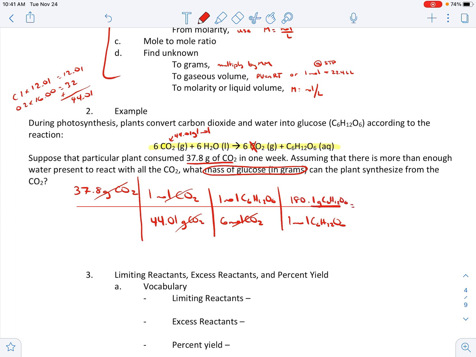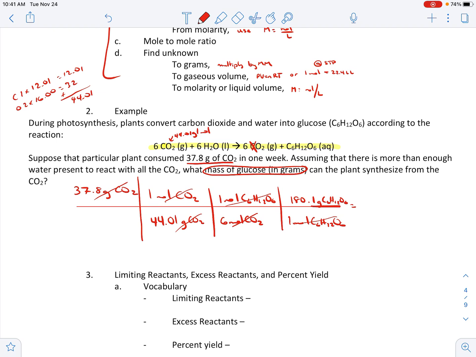Or something very close to that. All right, and remember to solve these t-charts, we multiply across the top, divide by what's on bottom. So I'm going to take that 180.1, times 37.8, and then I'm going to divide by 44.01, and then divide by 6, and this should give me my answer.